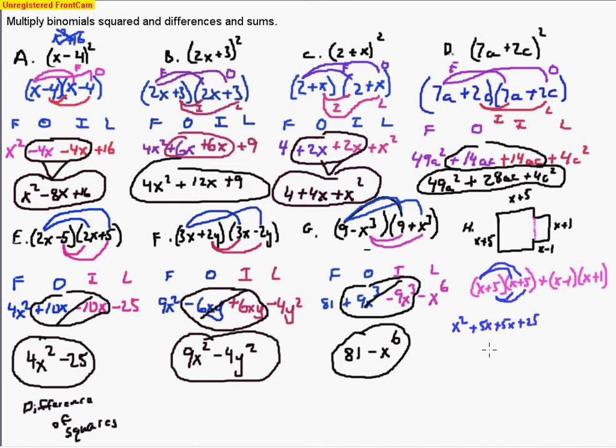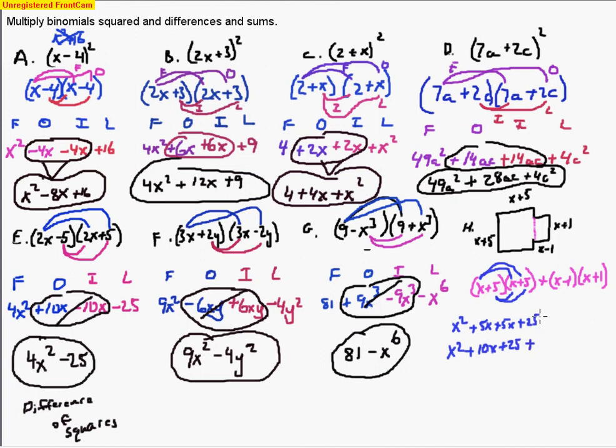So we'll go ahead and add that together. We got x squared plus 10x plus 25. So the first term, square that. Second term, square that. And then take the product of the two terms and double it. It gives you your answer.